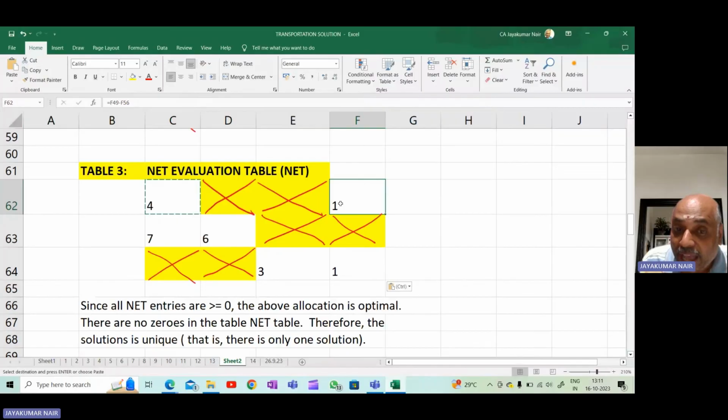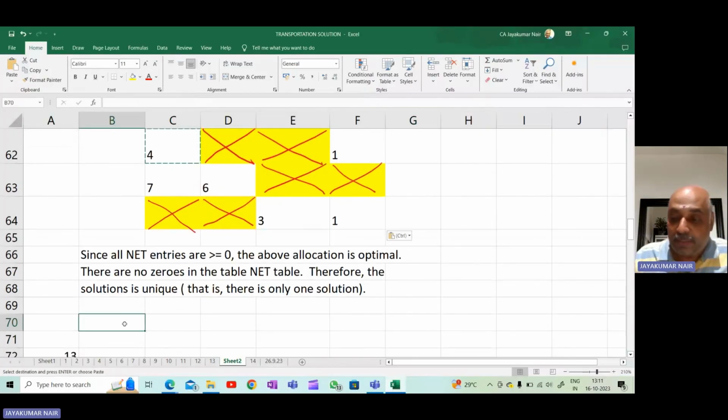Okay, and you don't have a zero in this particular table. If at all there is a zero, that means you have an alternate solution. So in this problem, you do not have any zero values. Therefore, the solution you have obtained is unique. You do not have an alternate solution for this problem. So you can find the minimum transportation cost now.